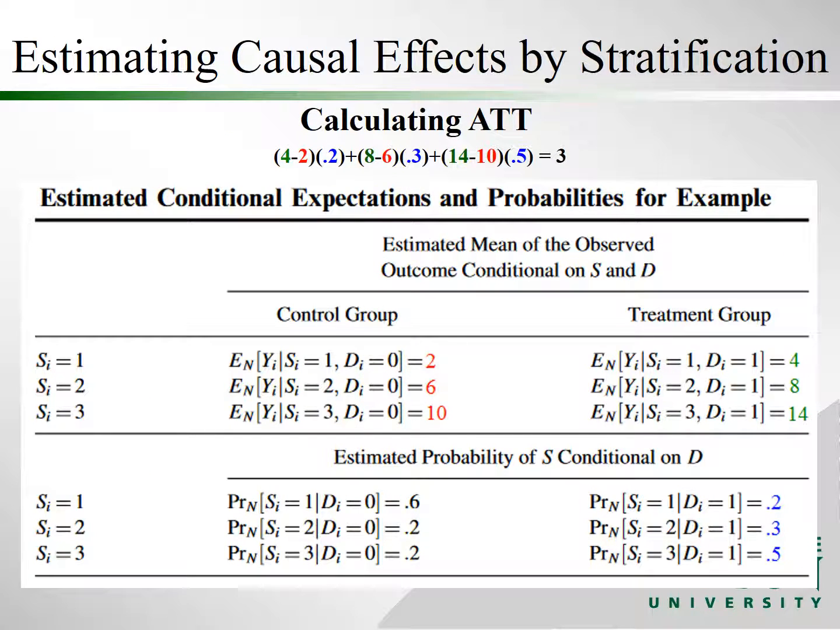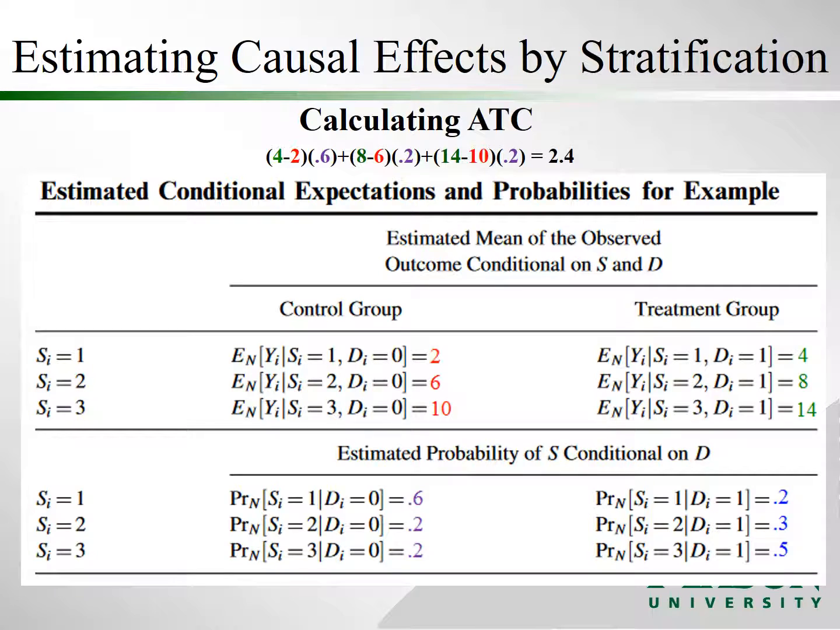To calculate the average treatment effect for the treated, we subtract the matched S group outcome in the control group from the treatment group and multiply it by their respective treatment probability and then sum the whole. In this case, ATT is 3. To calculate the average treatment effect for the controls, we subtract the matched S group's outcome in the control group from the treatment group and multiply it by their respective control probability and then sum the whole. In this case, the ATC is 2.4.